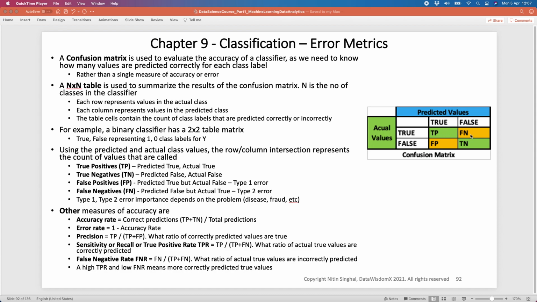However, if the predicted value is false but the actual value is true, it's a false negative, right? So the model incorrectly predicted the true value, so it's a false negative. Similarly, if you take the false row, the actual value is false but the model predicted true, so it's a false positive. So you thought you'd correctly predicted it, but it's incorrect. And then finally you have true negatives. So the actual value is false and the predicted value is false, and it's called a true negative. So your true positive and true negative represent the correct predictions, and false positive and false negative represent the wrong prediction.